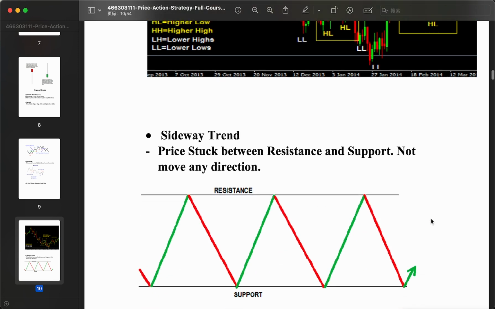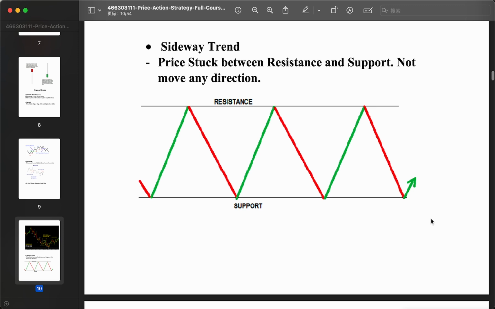So you have to think to yourself, okay, what does a sideways trend mean? The sideways trend means the price is stuck between resistance and support, and the price is not moving in any direction. So you're seeing this price bouncing between the resistance level and support level repeatedly. That's how you identify a sideways trend.